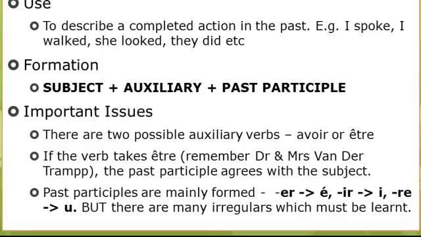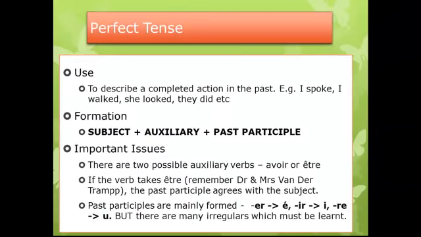So how do you know? Well, we've learnt that if the verb takes être, and you need to remember the Dr. and Mrs. Van der Tramp mnemonic with all the verbs that take être, the past participle agrees with the subject, so a few things to bear in mind there. Finally, past participles are mainly formed er becoming é with an acute accent, ir ending verbs end in i, and re end in u. And again, there's many irregular past participles which you need to learn. Do you know them all? Have a look back over your notes to work out what they are.